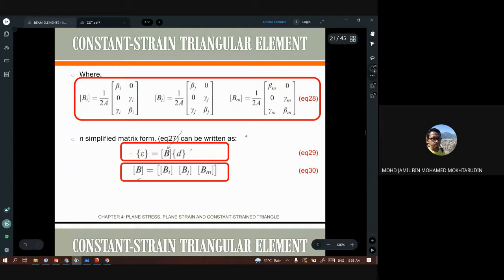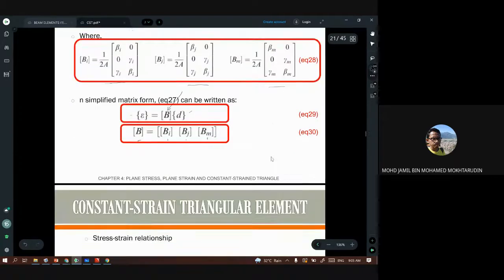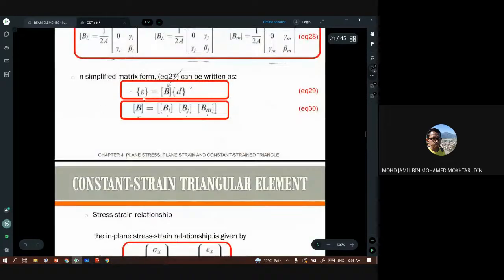B is column BI, column BJ, and column BM. So BI, BJ, and BM are given here. These three formulas you need to jot down. Later on we will see an example of how to use these formulas. So this is to find strain.